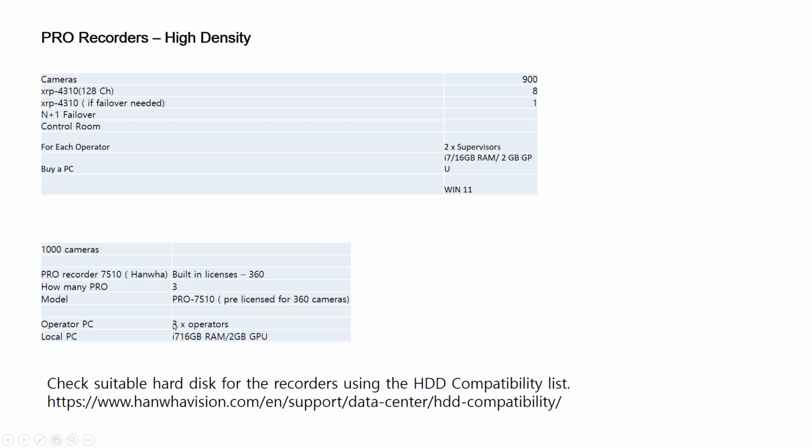Okay, then operator PC, there are 3 operator PCs. So I will buy 3 PCs, i7 16 GB RAM with 2 monitors each, 2 GB graphics card. Okay, done.